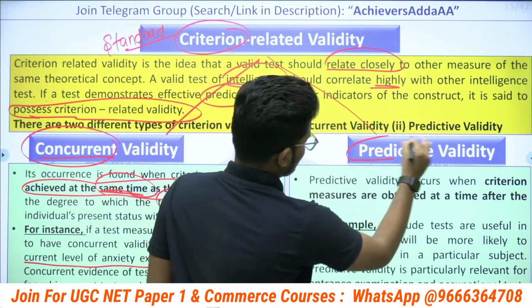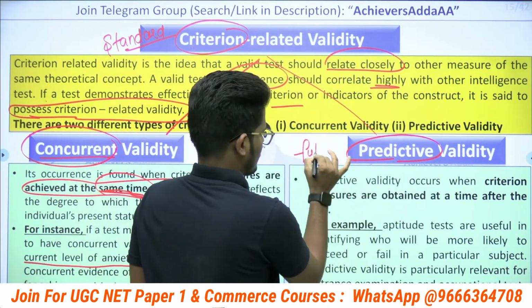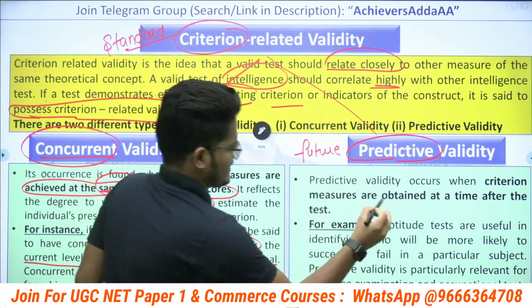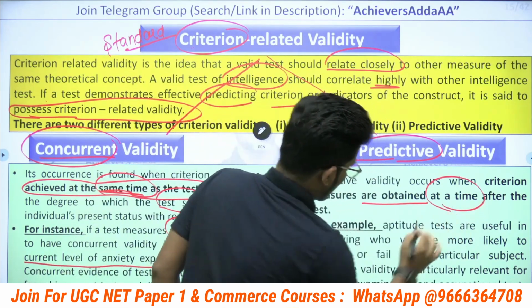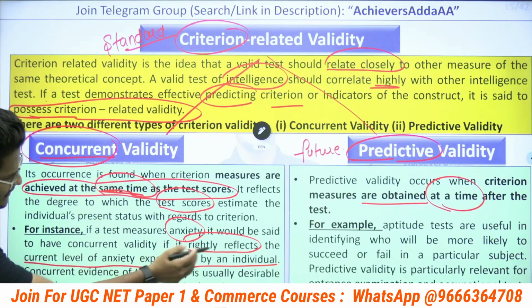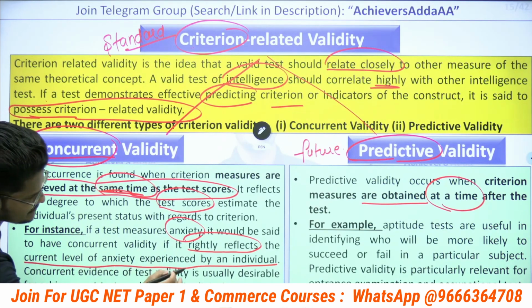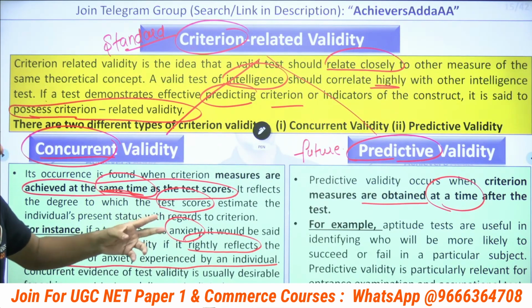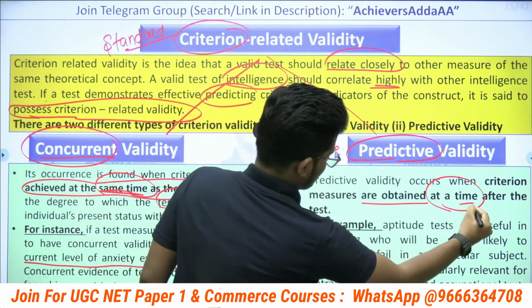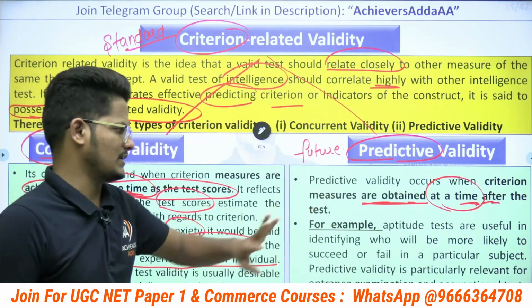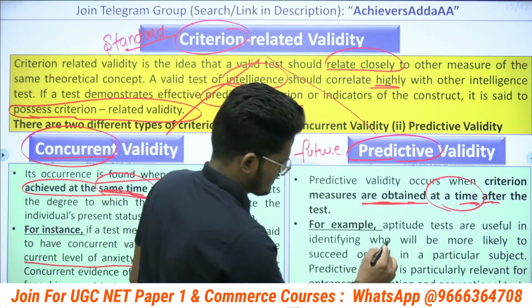Whereas predictive means the future. This validity occurs when criterion measures are obtained at a time after the test. These are estimations. With concurrent validity, a test measuring anxiety reflects the current level of anxiety experienced by the individual, so we have to know the current level, then only can we compare the scores at the same time. But here the measures are obtained at a time after the test. Now look at the same example over here.